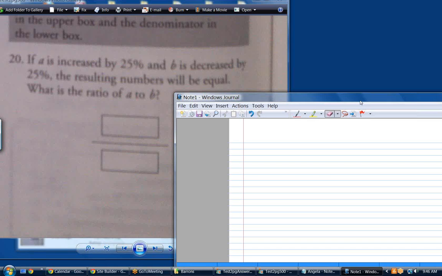So if A is increased by 25%, what does that mean mathematically? It's A times 0.25. Times 1.25. Oh, yeah, increased. Okay. And if we were saying that that's going to be equal to B being decreased by 25%, what do I need to write on the right side of this? B times 0.75. Now, what's the ratio of A to B?